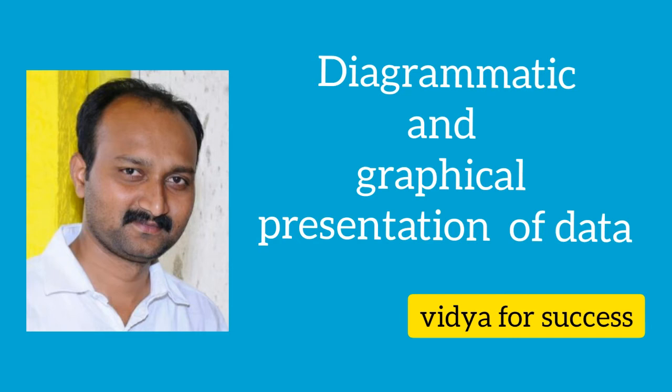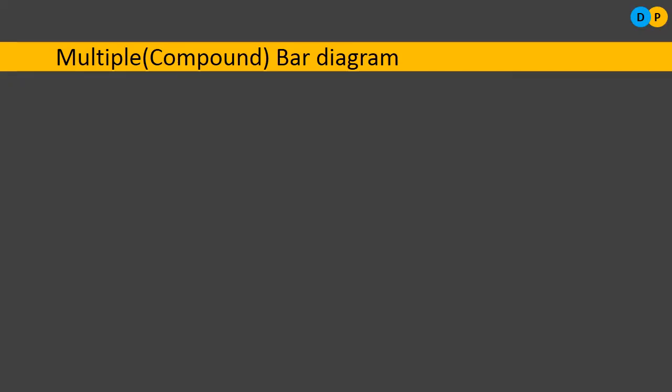Dear students, in this video, let us study multiple bar diagram. So what is a multiple bar diagram? It is also a form of one-dimensional diagrams. Under one-dimensional diagrams, there are four different varieties: simple bar diagram, multiple bar diagram, component bar diagram, and percentage bar diagram. So we are studying multiple bar diagram.